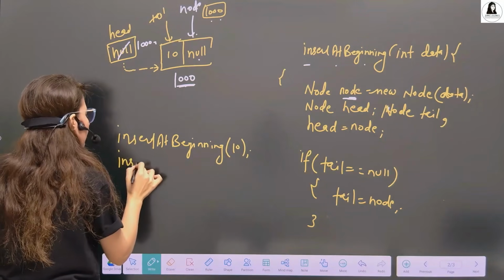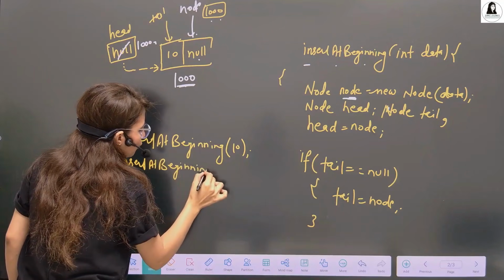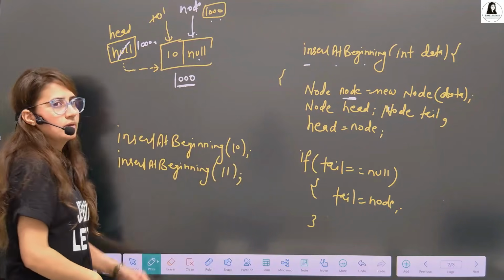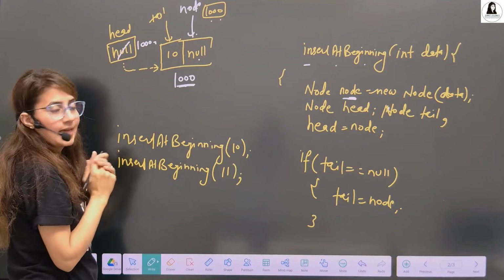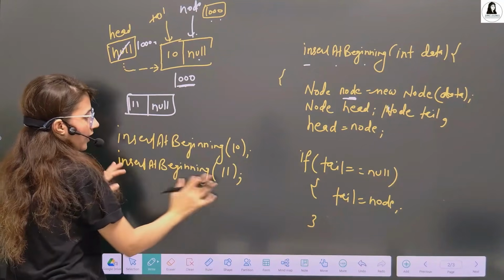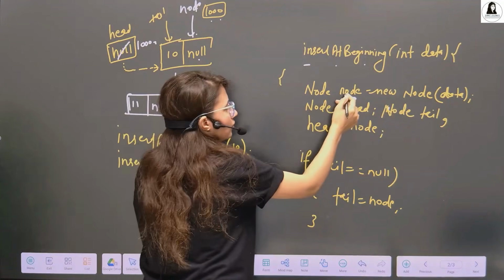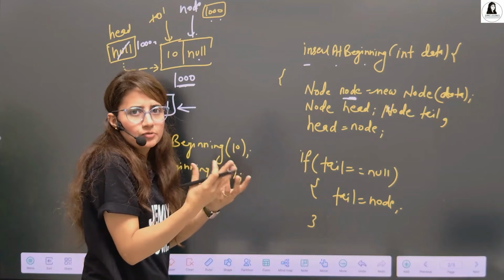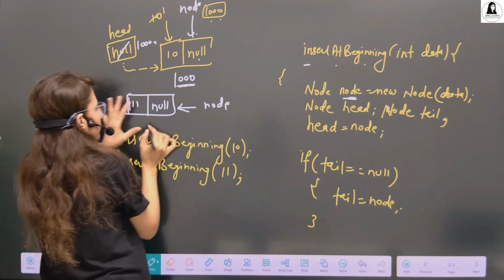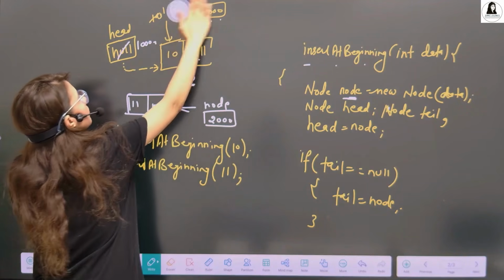Now again I'm calling insert at beginning, and I just want to insert now 11. Insert at beginning. So before 10, here I want 11. So again, if you call, again one node would be created. So now my node, or you can say new node, you can name it new node as well, because we are creating a new node. This is node. It will have some address, suppose 2000. This node is having 2000 right now, right?